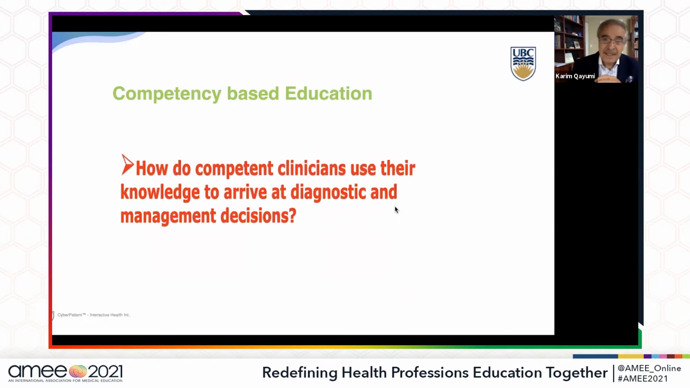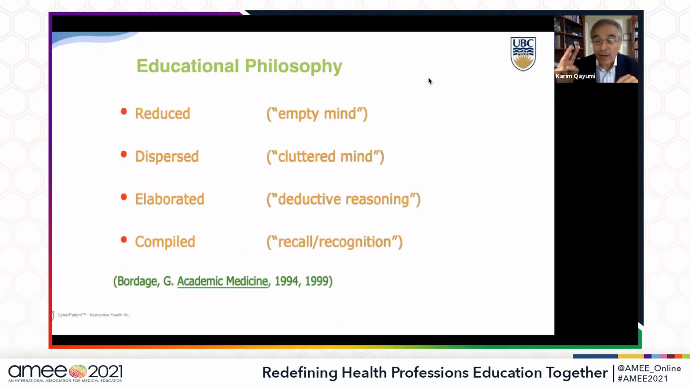Let's go back and think a little bit about how we gain competencies in medicine. How do we make a clinical or diagnostic or management decision? Research has shown that there are 4 types of thinking: reduced thinking, dispersed thinking, elaborated thinking, and compiled thinking. We're not going to talk about reduced and dispersed thinking because we don't teach medical students on the basis of empty mind or clustered mind. But the biggest method we use is elaborated thinking, which is based on deductive reasoning. What it means is that we teach students how to gather clues from history taking, from physical examination, from lab tests, and make a conclusion, a diagnostic or management decision.